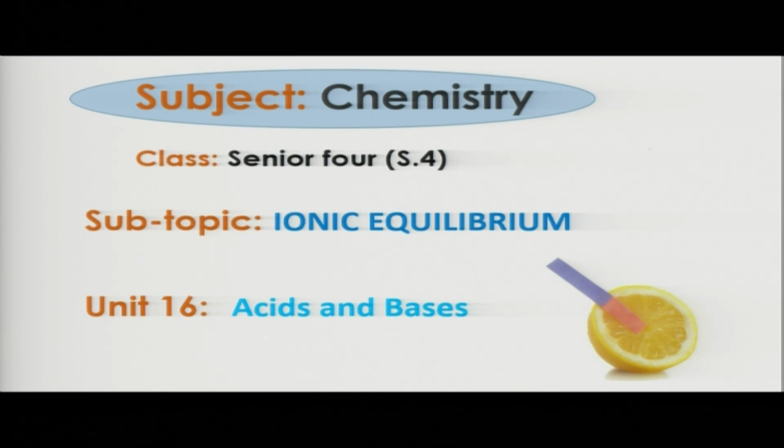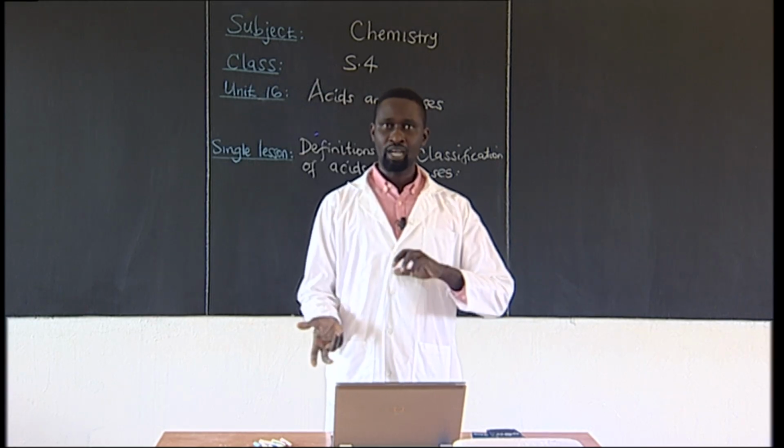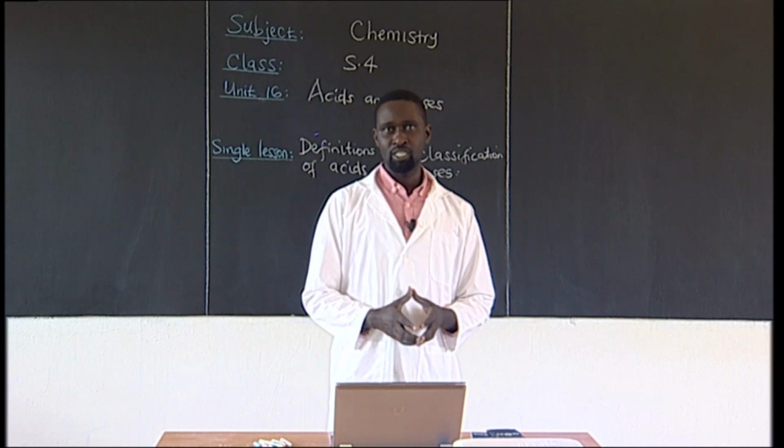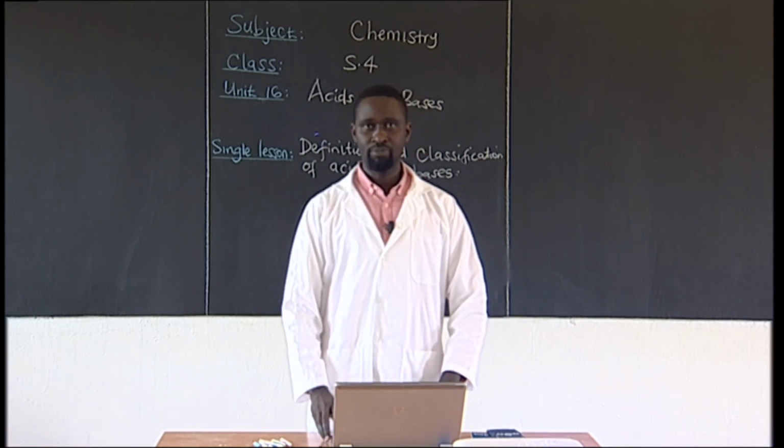So we are looking at acids and bases, and in this case, it's going to be a single unit or a single lesson covering the whole of this unit. We're going to look at definitions of acids and bases, that is, basing on different theories. Then we look at the explanation of the acid-base conjugate pair. We look at the classification of acids basing on their strength, either weak or strong acids.